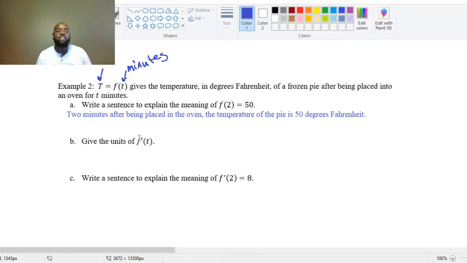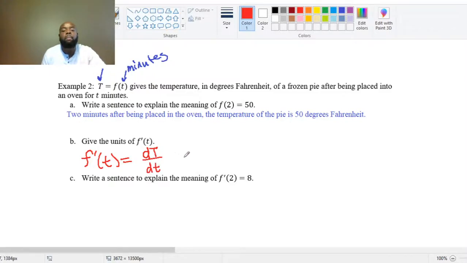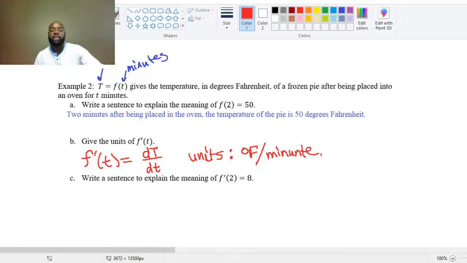It says give the units of f prime of t, right? Again, you don't necessarily have to do this, right? But what I'm going to do here is use Leibniz notation so that I can get the units of my function, right? So my input value is lowercase t, my output value is capital T. And so I have a d capital T over d lowercase t. That means it's going to be the units of capital T divided by the units of lowercase t. And so my units in this example will be degrees Fahrenheit per minute. Degrees Fahrenheit per minute.